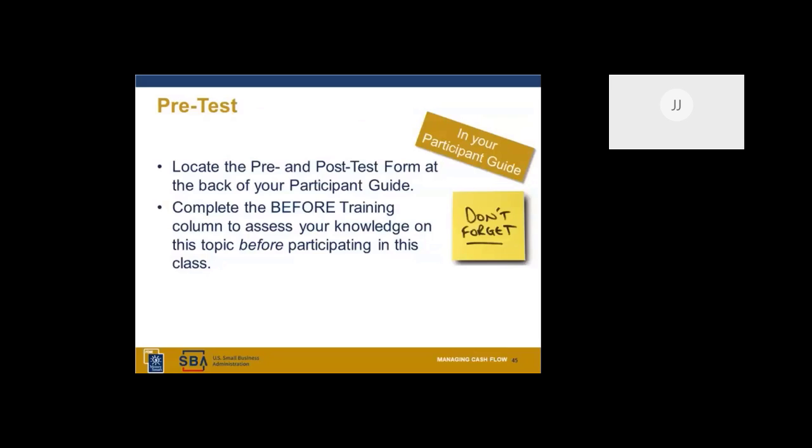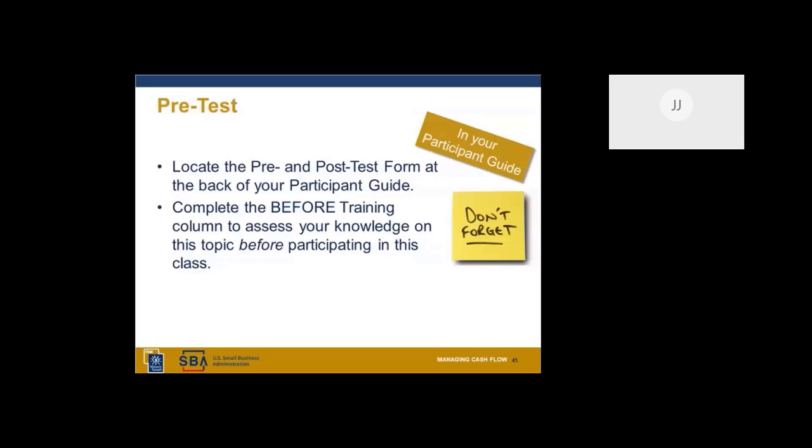Here you'd ask the participants to complete the before training column. In this case, you can just look through it to see what that form would be that you would be asking the participants to complete. Certainly you can complete it for yourself if you're thinking about starting your own business or have a business idea that you want to think about starting, go for it.